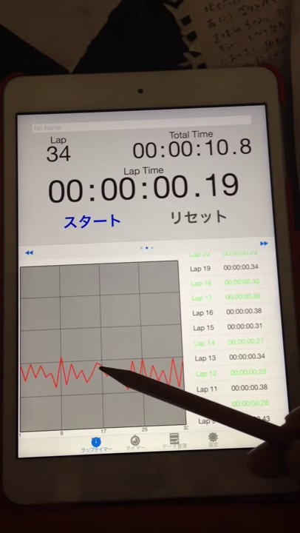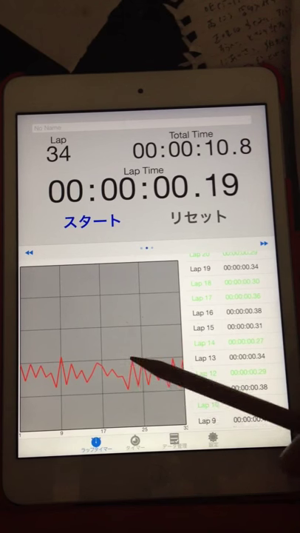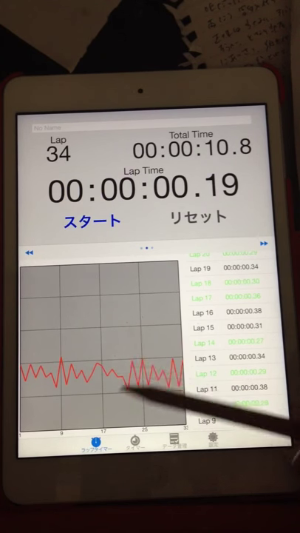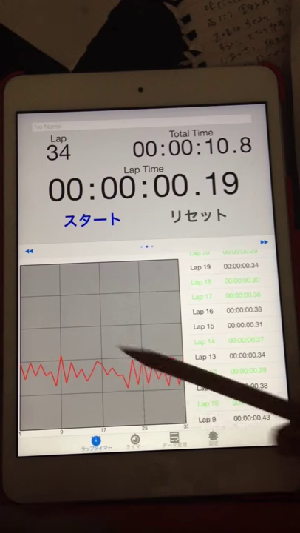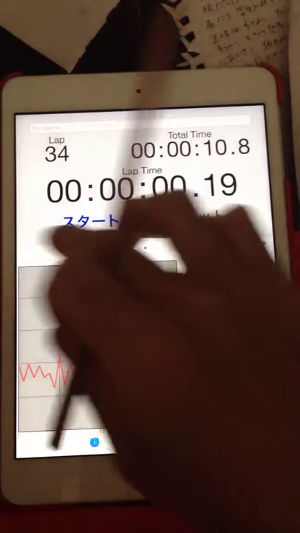Reverse bounce. Front back, front back, front back, front back. So this part is very irregular bounce. So let's do this.